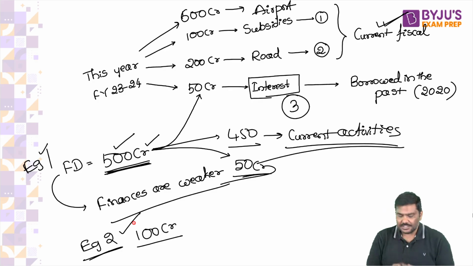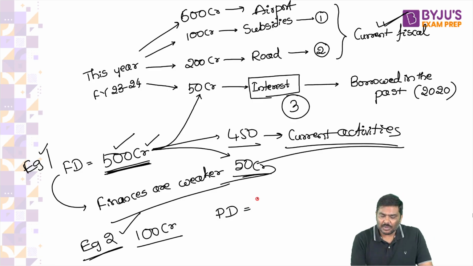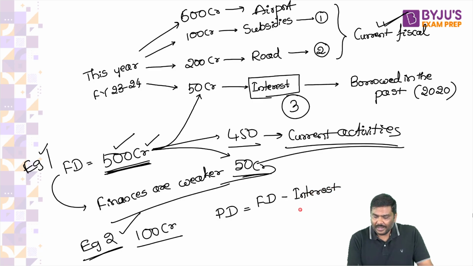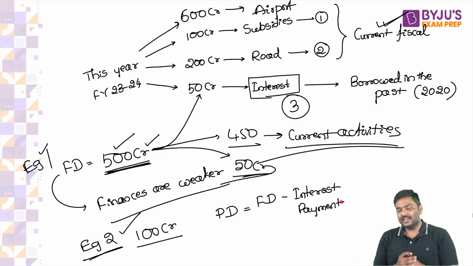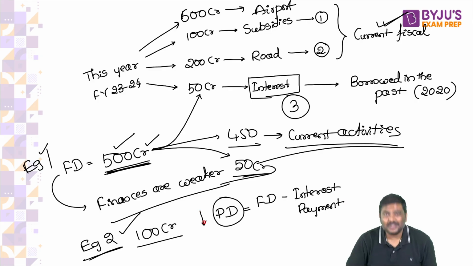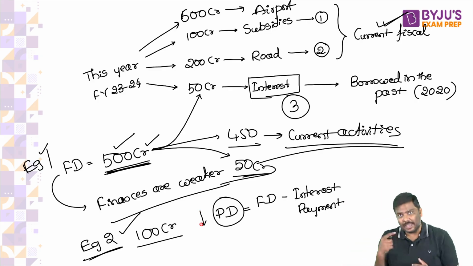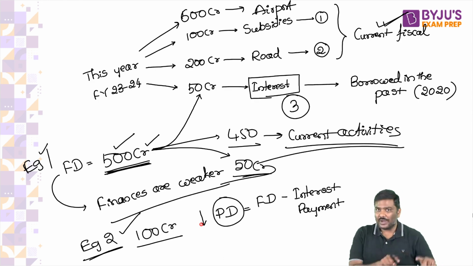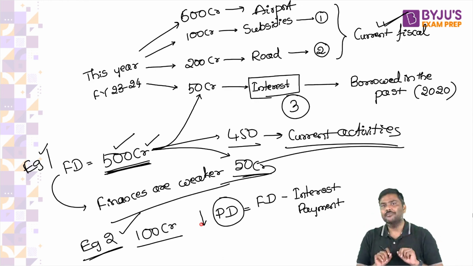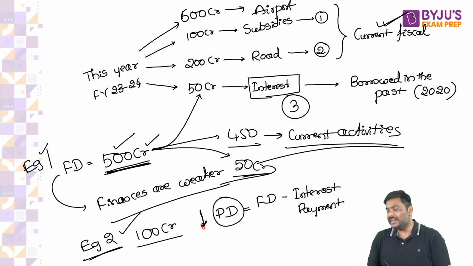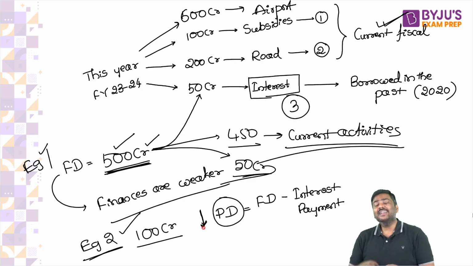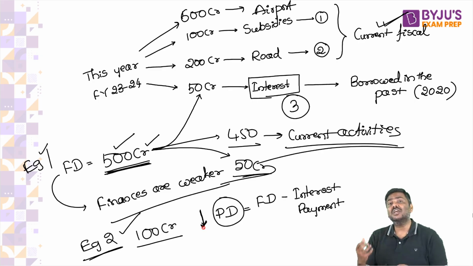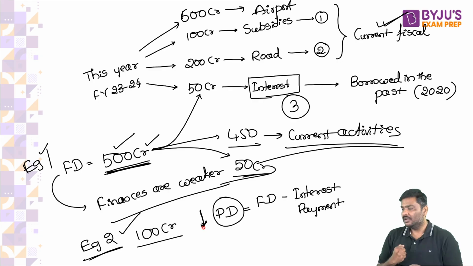So please understand this. Whenever you talk about primary deficit, the formula is very simple. Fiscal deficit minus interest payment. Now have a look at this. If the primary deficit will keep on reducing, look at example 1 and example 2 and tell me, can I say it represents the strength of the financial resources of the government of India?